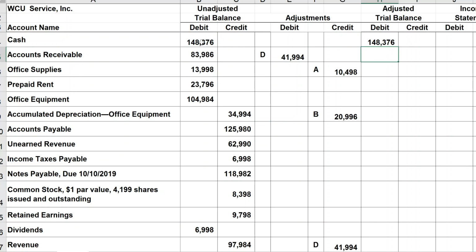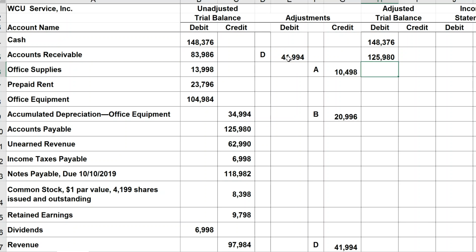For accounts receivable, I start with a debit balance of $83,986. I have a debit adjustment balance, so I'm going to add the two debits together to increase my overall debit balance. So for my adjusted trial balance for accounts receivable, I'm going to take my unadjusted balance. To that, I'm going to add the debit adjustment amount to get my new adjusted trial balance total.